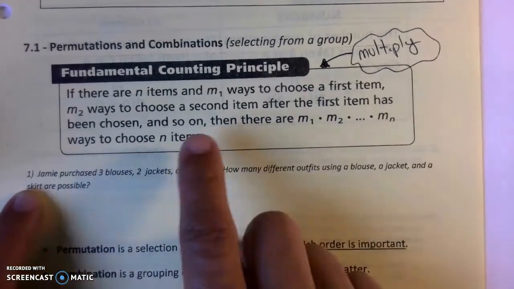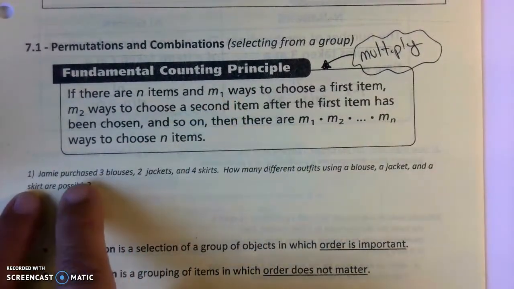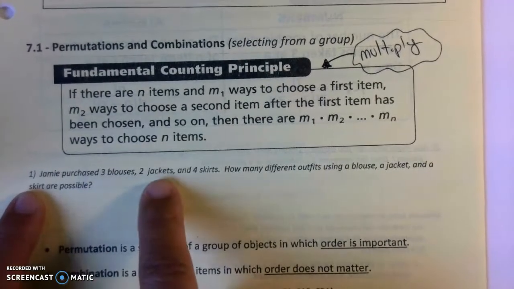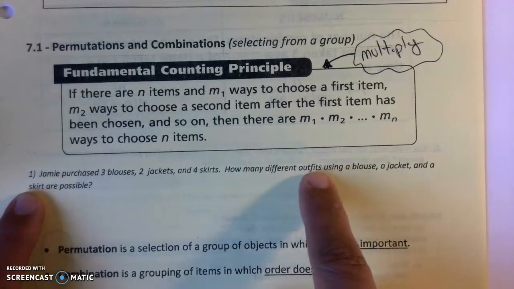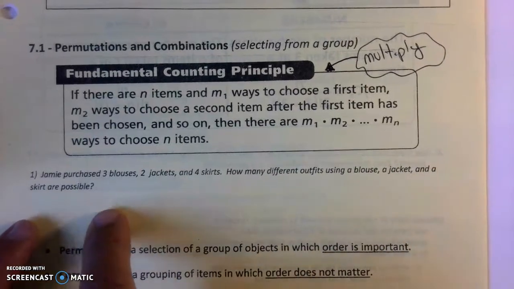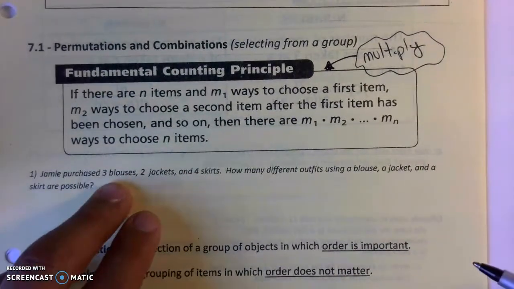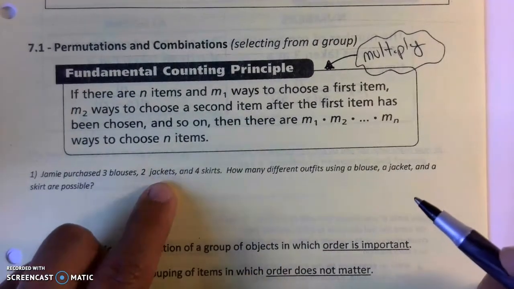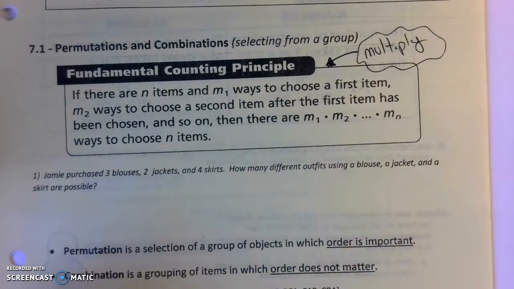But here's number one. This is an example of the fundamental counting principle. Jamie purchased 3 blouses, 2 jackets, 4 skirts. How many different outfits using a blouse, a jacket, and a skirt are possible? So she maybe has a green blouse, a red blouse, a blue blouse, and 2 different types of jackets and 4 different skirts. How many different scenarios are possible?